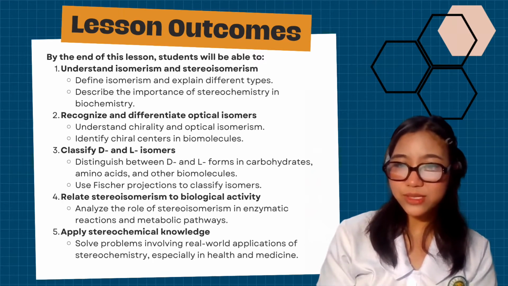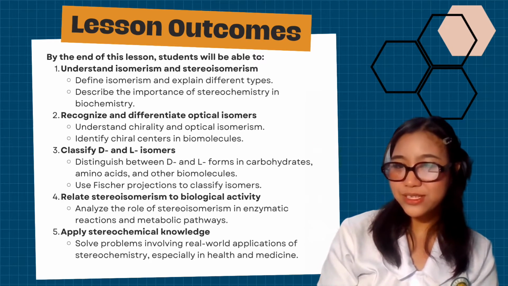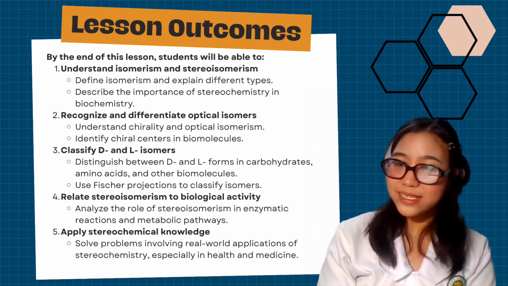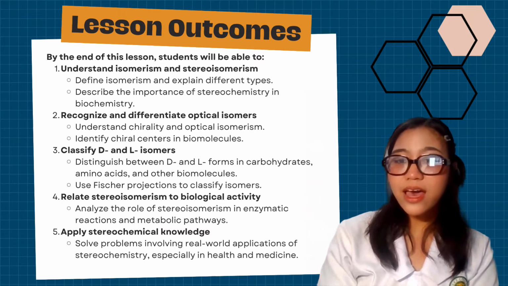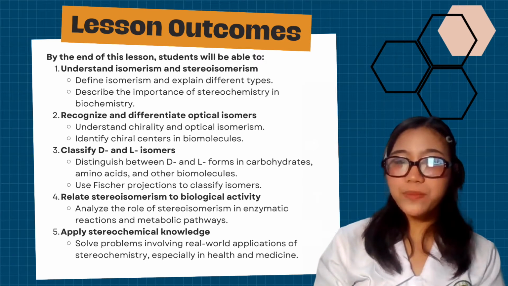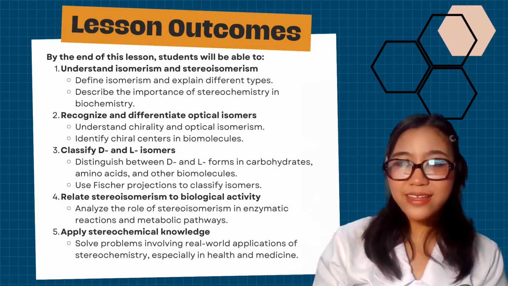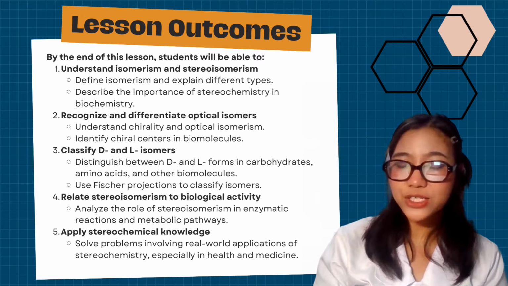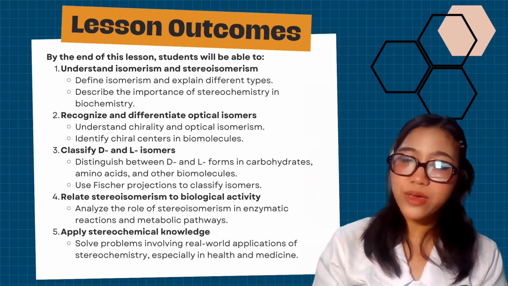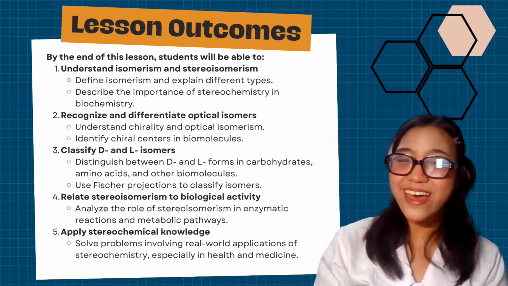in biomolecules. Third, we will learn to classify D and L isomers, distinguishing between these forms in carbohydrates, amino acids, and other biomolecules, and using Fischer projections for classification. Fourth, you will be able to relate stereoisomerism to biological activity, analyzing its role in enzymatic reactions and metabolic pathways. And finally, you will apply your stereochemical knowledge to solve real-world problems, especially in health and medicine.